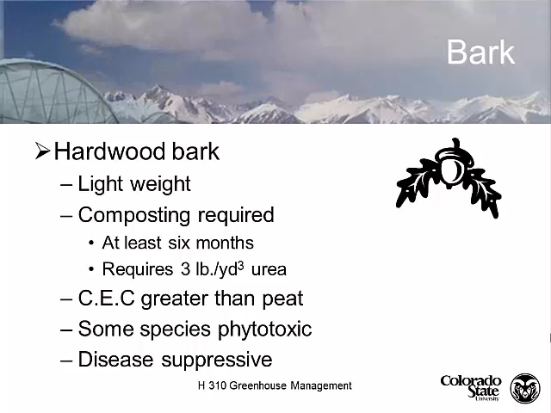Hardwood bark, on the other hand, is lighter in weight. It comes from, versus gymnosperms, the dicots. It needs to be composted at least 6 months. Hardwood bark must be composted, and it has to be composted with a nitrogen source to get the composting process going. So you have to actually fertilize and spike it with a fertilizer. It's got a higher cation exchange than peat moss. Some species are actually phytotoxic.